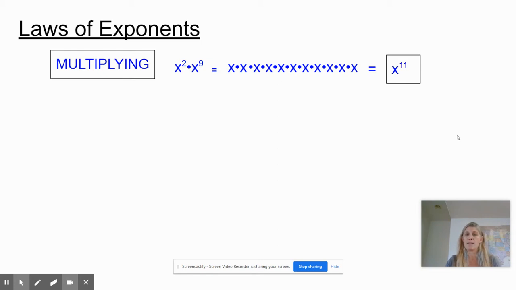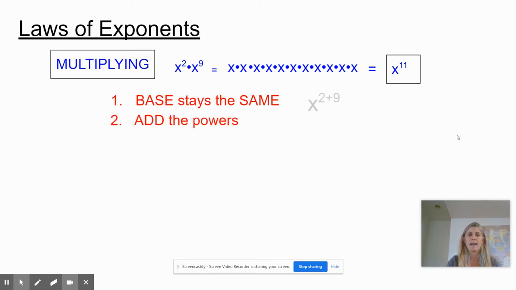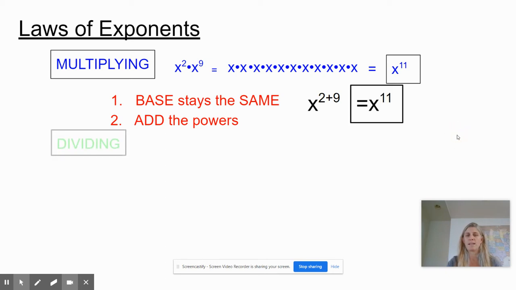Now, what this means is we can make a rule of this. Look at that 2 and that 9. Look at the final answer. What do you think we're actually doing to that 2 and the 9 to get an 11? Of course, you know. Now, the base stays the same. You can only do this when they have the same variable. So the base stays a plain x, and then we add the powers. So x to the 2 plus 9 is x to the 11th. So when multiplying, the base stays the same. Add the powers together. Remember, they have to be the same variable.